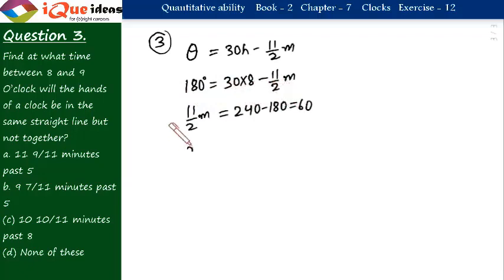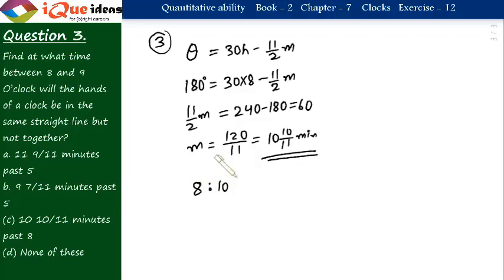So m is equal to 60 into 2, 120 upon 11, and that comes out to be 10 10 by 11 minutes, right? And the moment is between 8 and 9. So the required time is 8:10 10 by 11. That is 10 10 by 11 minutes past 8. That is option C. So obviously this method is a little faster.